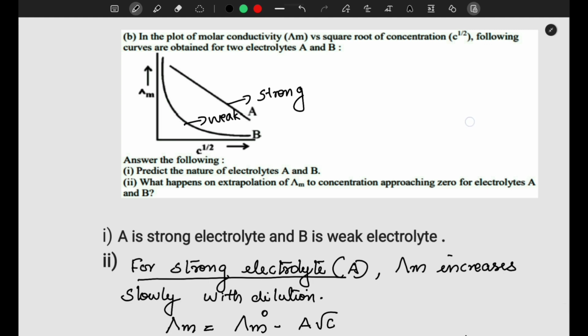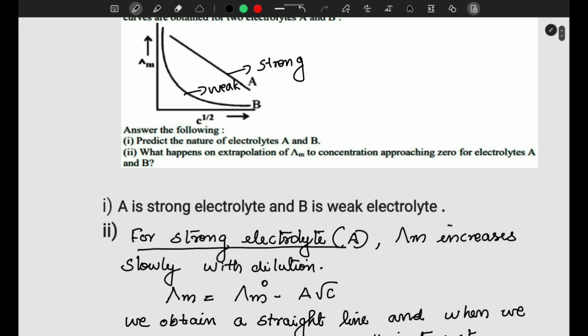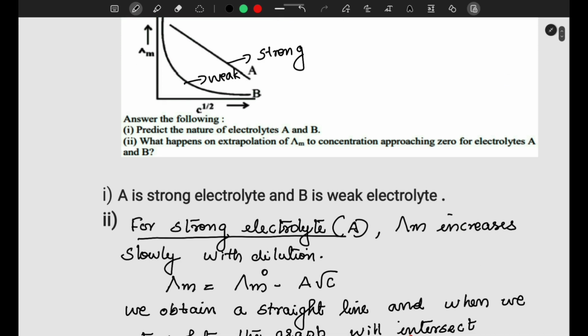For a strong electrolyte, the lambda m value increases slowly with the dilution because a strong electrolyte undergoes complete dissociation initially, but with the dilution the interionic interaction decreases and the mobility of the ion increases. As a result of this, we can see a slight increase in molar conductivity. But in the case of a weak electrolyte, the molar conductivity increases steeply because the degree of dissociation increases and the number of ions per unit volume also increases. So, molar conductivity increases steeply.